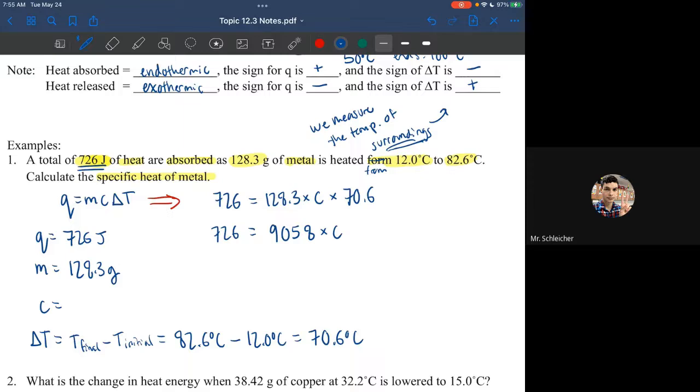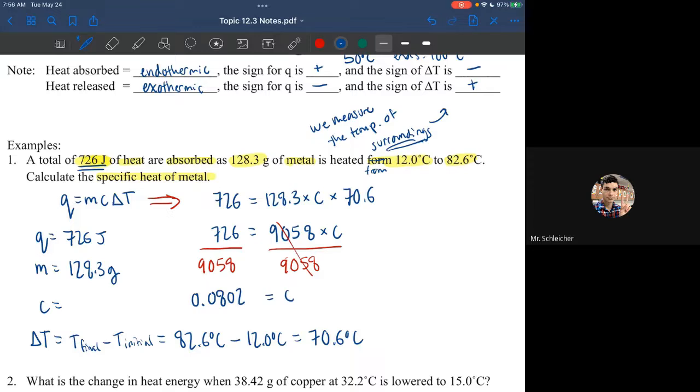All right, so now that I multiplied those 2 numbers, how do I get C all by itself? I should divide both sides by what number? By the 9,058 to get C all by itself. So that way that cancels out on that C side. Now I just have to perform that calculation on the left side here, where we do 726 divided by 9,058. To get a number, we get 0.0802 or so.